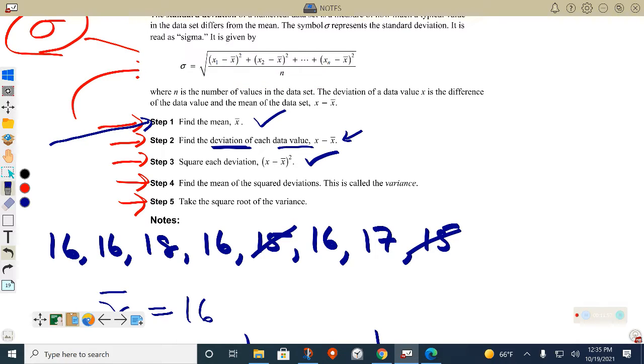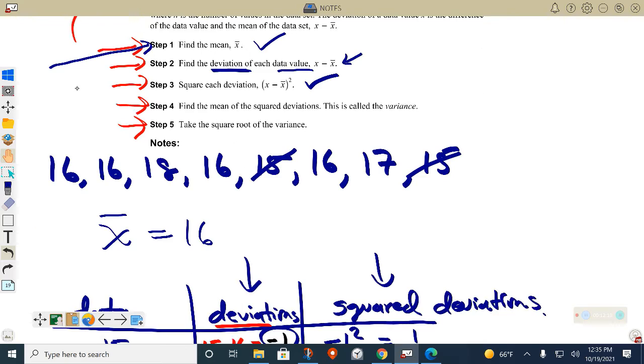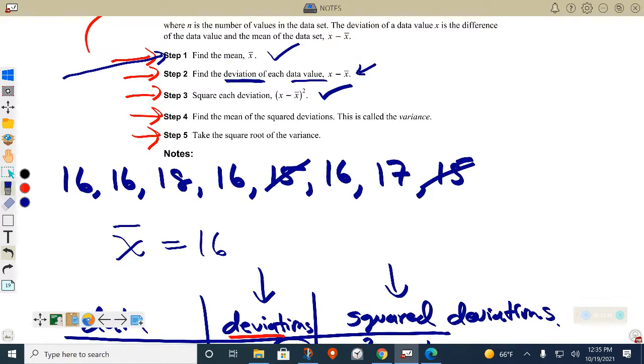In other words, look, we've done this with the middle column. We found the deviations. We've just squared them, right? That's what we're doing. We just squared all the deviations. We took the result of the deviation and squared them. And now look, we see some pluses. We're gonna add all those puppies up. We're gonna add the squared deviations. That's step 4.